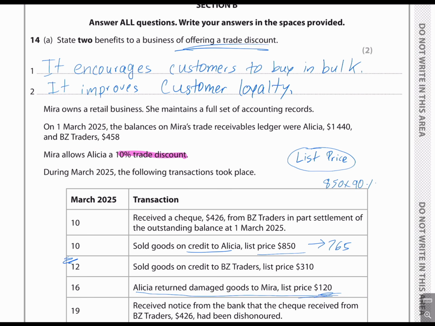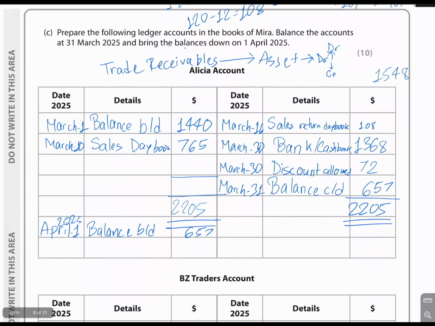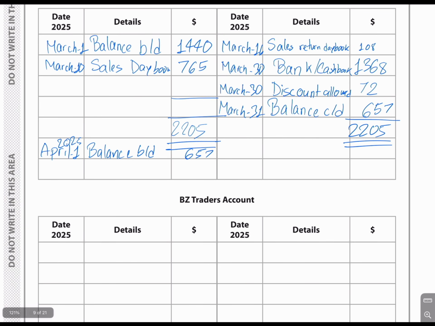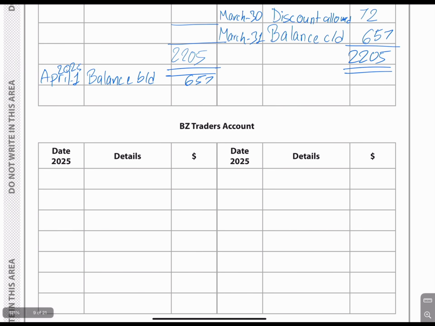BZ Traders balance was 458. So he or she is also a customer, right? So balance BD would be entered on the debit side. Do remember, if it was a credit supplier, we would have put the balance BD on the credit side because that would have shown a liability. So balance BD 458. What about the date? It's March 1.